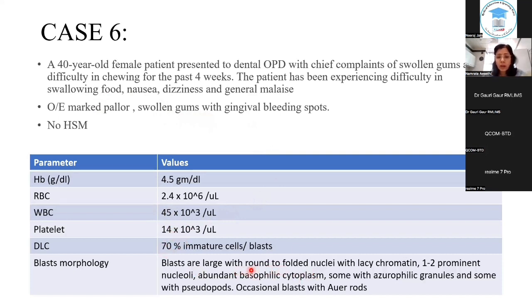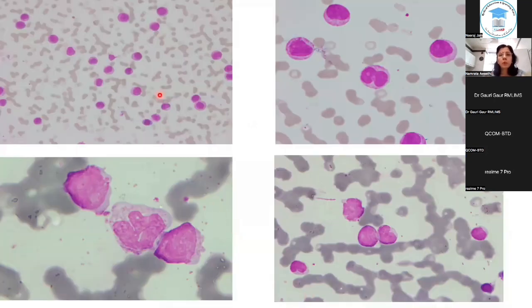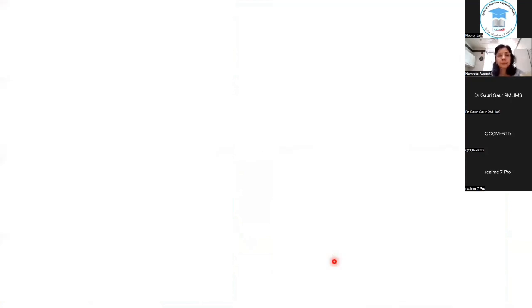The blasts have folded nuclei and lacy chromatin, some blasts with pseudopods and some blasts with Auer rods. This is the morphology. You can see these cells have more cytoplasm as compared to a typical myeloid blast. Some cells have blebbing or pseudopod-like features, and some cells here resemble promonocytes, and some resemble myeloblasts.